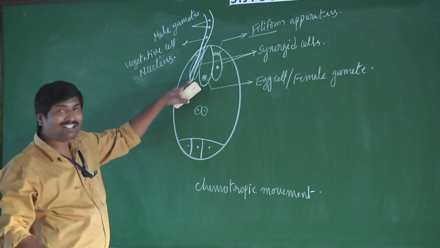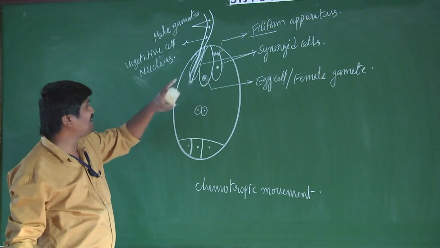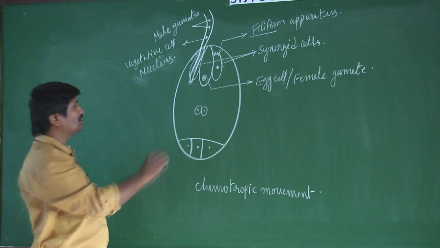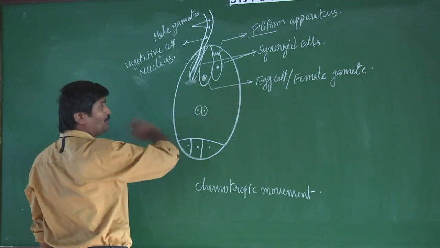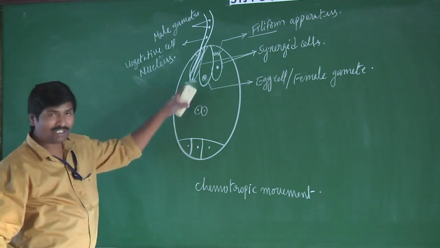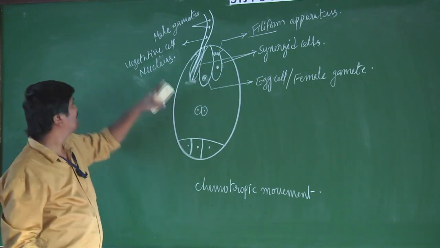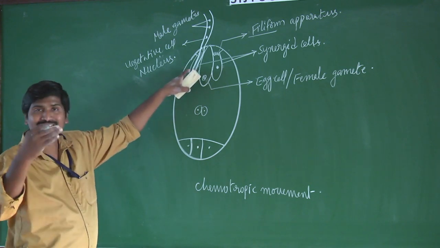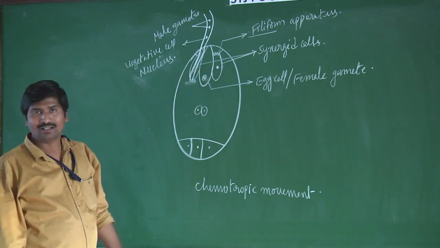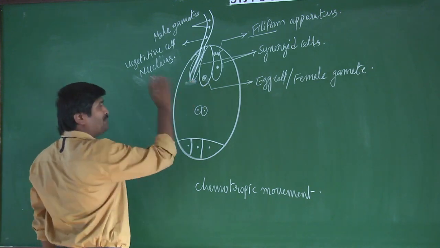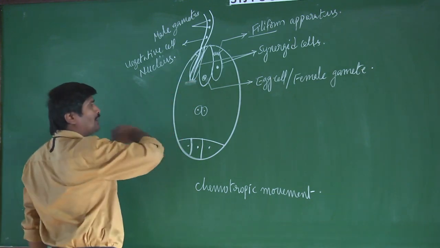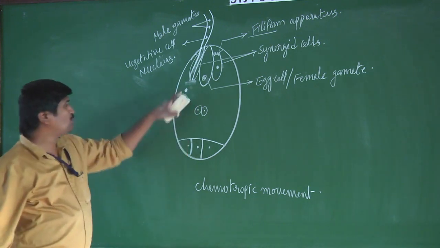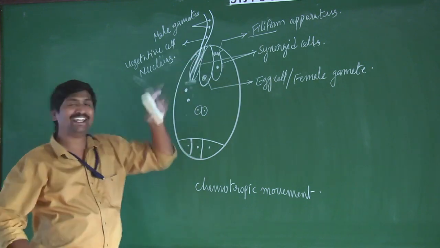That's why one of the synergid cells is degenerated. Before the pollen tube enters the embryo sac, the vegetative cell nucleus is degenerated. Here already one synergid cell is degenerated. And later the pollen tube tip is broken and the two male gametes are released. The two male gametes are released in the embryo sac.